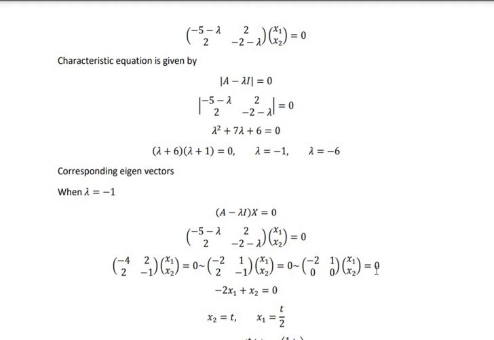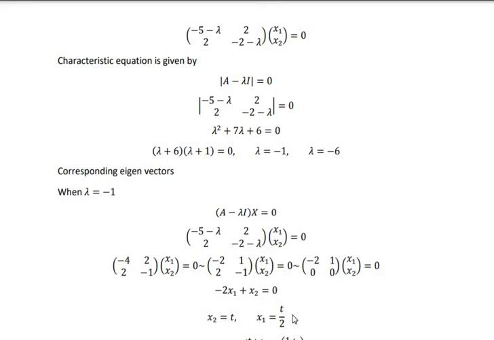So that will be equal to 0. So you can do the matrix multiplication. After the matrix multiplication, you will get minus 2x1 plus x2, so minus 2 into x1 plus 1 into x2, and that will be equal to 0. Here the rank is 1 and the number of unknowns is 2. So that is r less than n.